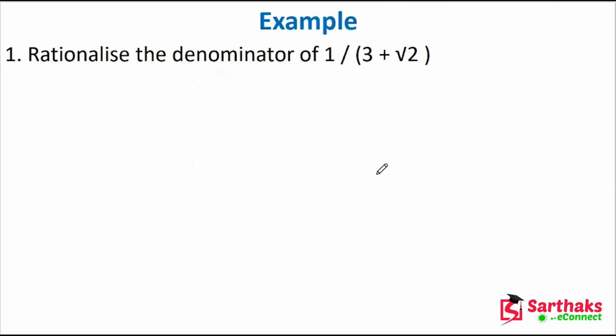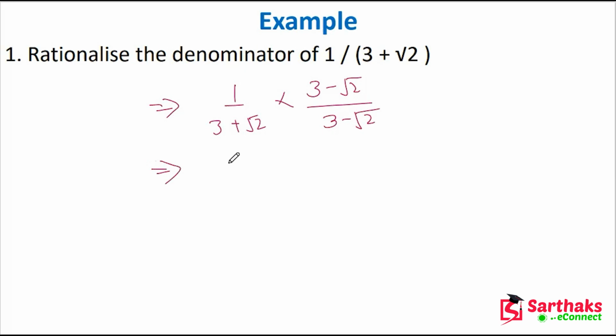Let's do an example. We have 1 upon 3 plus under root 2. If we divide and multiply by 3 minus under root 2 upon 3 minus under root 2, what do we get? In the numerator we get 3 minus under root 2.